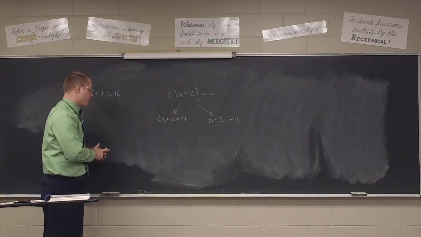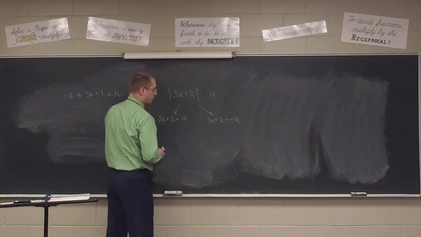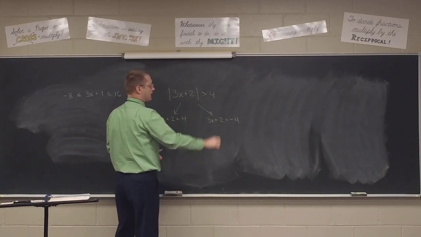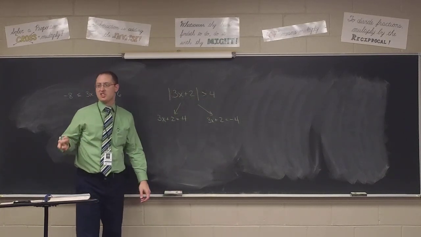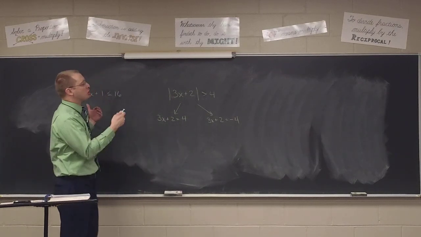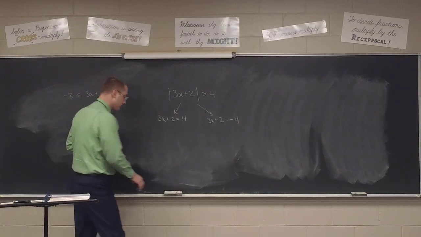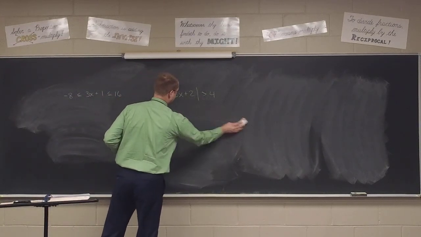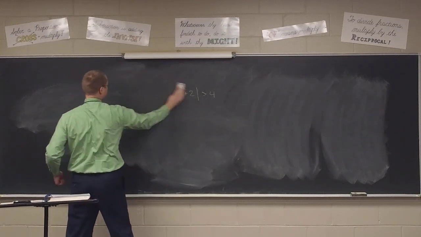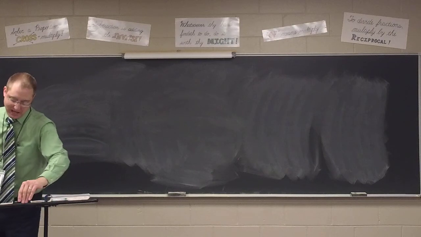But what if instead of an equal sign, what if it said greater than, or less than, or greater than or equal to, or less than or equal to? In other words, what do we do with an absolute value inequality? Next section in your notes: absolute value inequalities. We're going to start with a very basic one.